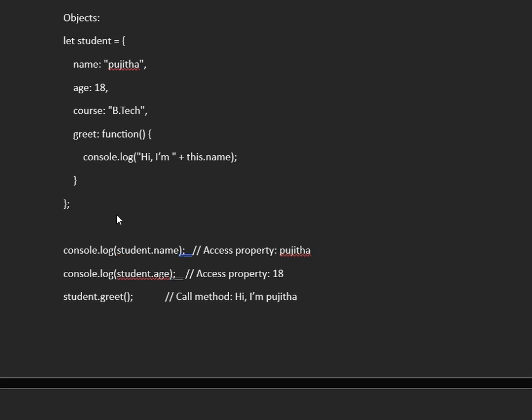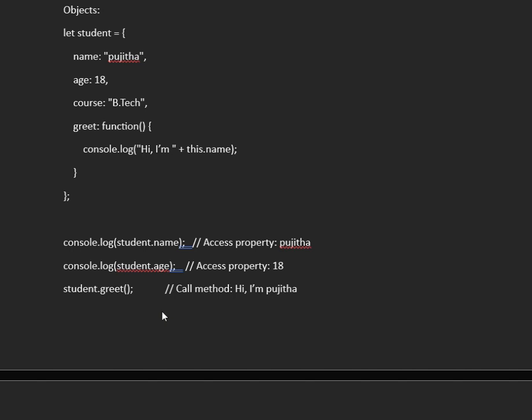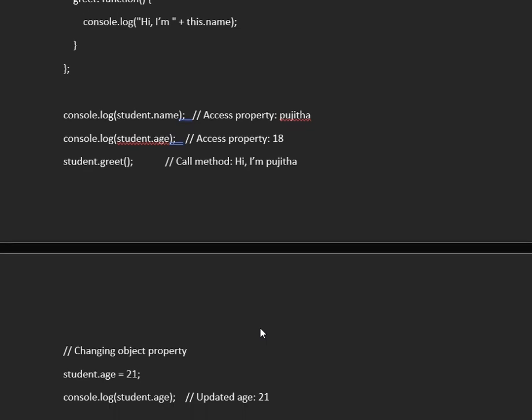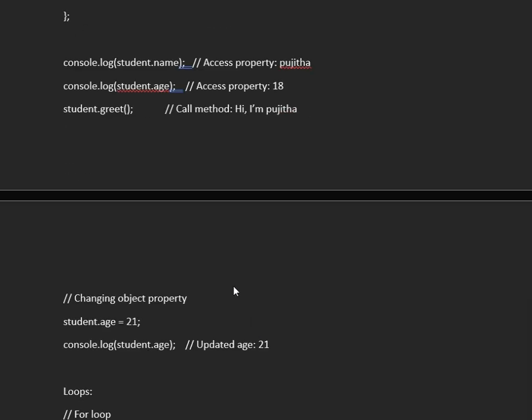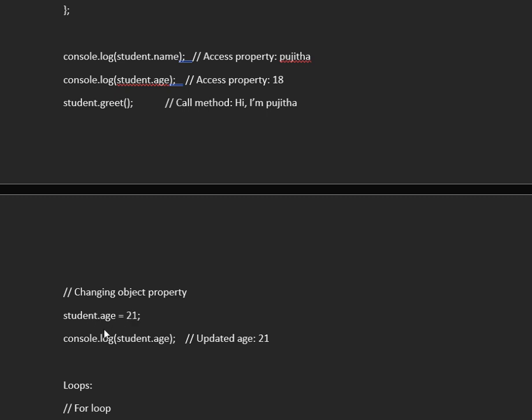When we write student dot name in the console, it prints the name Pujda. When we write student dot age, it prints the age. When we call the function greet, it runs the function and writes the greeting, Hi, I'm Pujita. We can also change an object property using this syntax: student dot age is equal to 21. Now the student age is changed from 18 to 21.